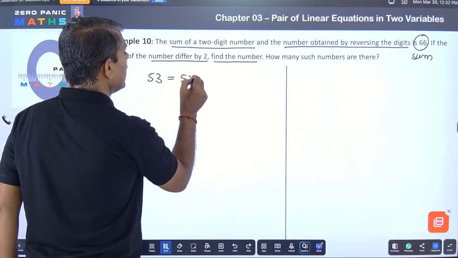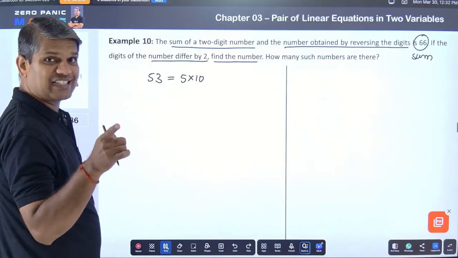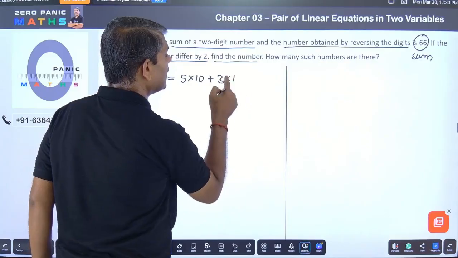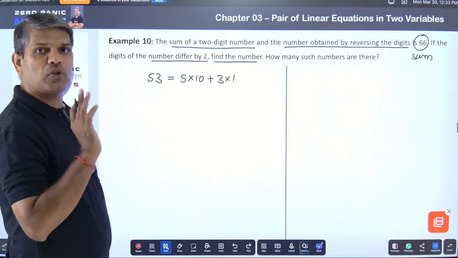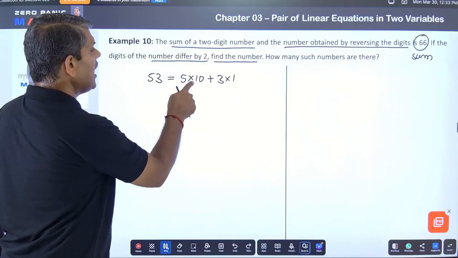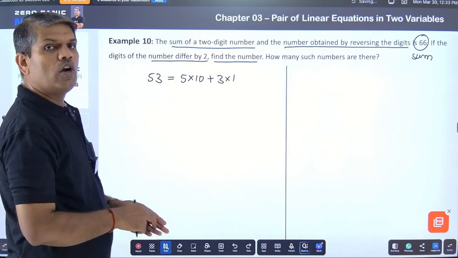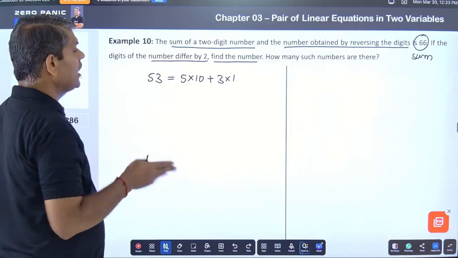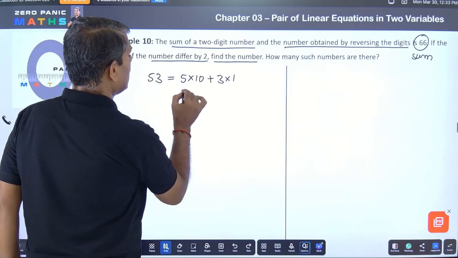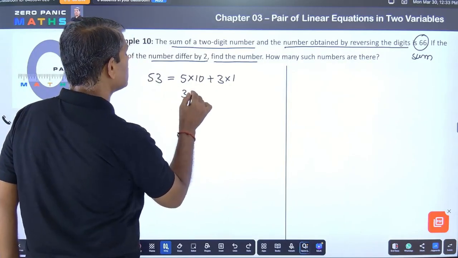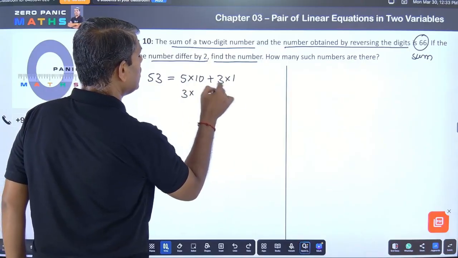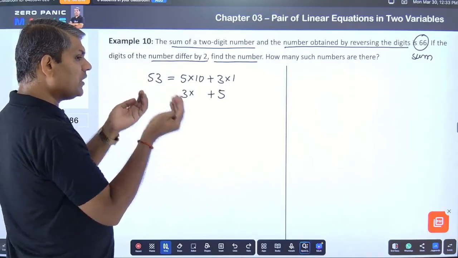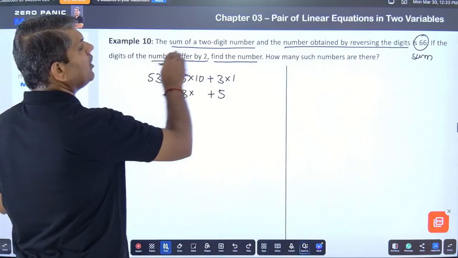53 is 5 into 10, that is the tens position, and 3 into 1, that is the ones position, or you can say the unit position. The unit position is 3 and the tens position is 5. If you reverse it, I'm just giving an example, this is not a solution, the 3 will come at the tens position and 5 will go to the units position. This is an example that we need to keep in mind while working on it.